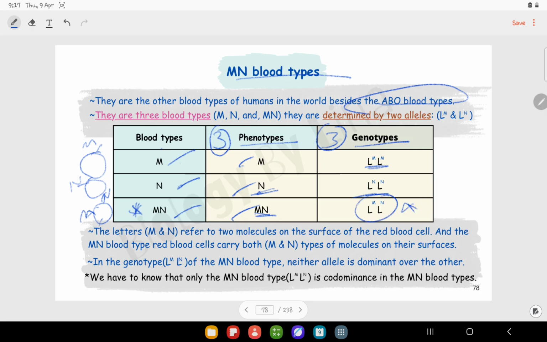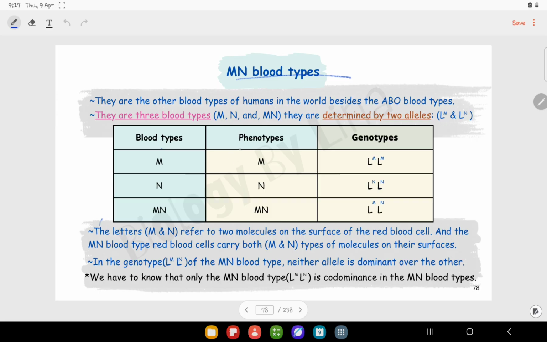And how do we get it? If we cross blood group M with blood group N, you can get, for example, blood group MN, which is codominant. So now we know that we have three phenotypes for the codominance MN blood type, and three genotypes for it. What about it, determined by how many alleles?